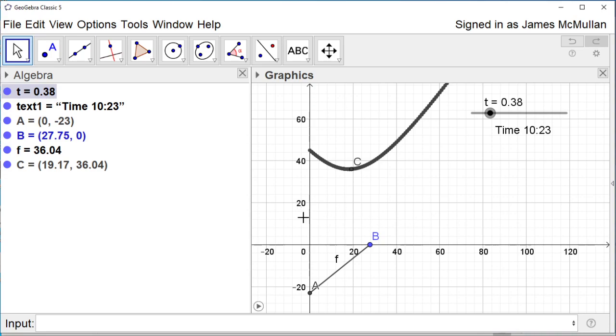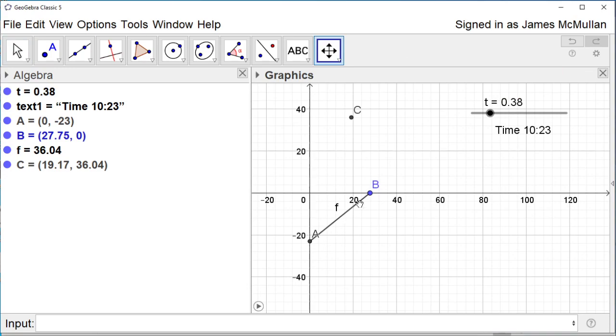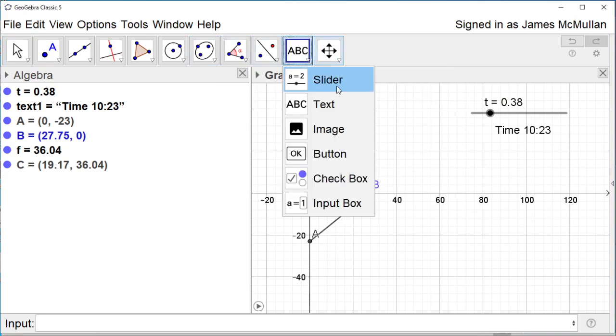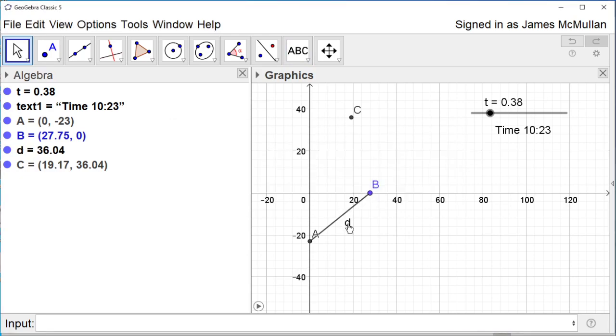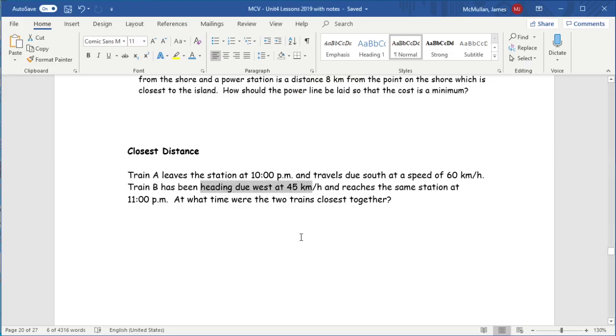To solve this question, we need to create an equation that represents the distance between the two trains, right? So in other words, it represents this distance here, d. Now this distance d is the hypotenuse of a right triangle. So what we need is an expression that goes from 0 to b and an expression that goes from 0 to a, and that will tell us the two things we need for d.